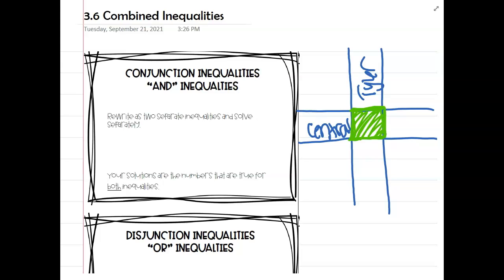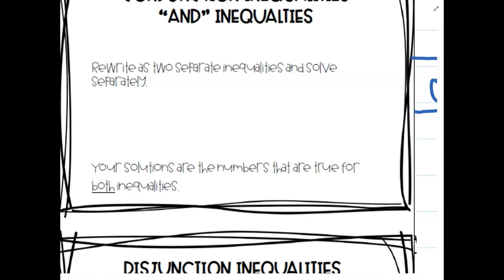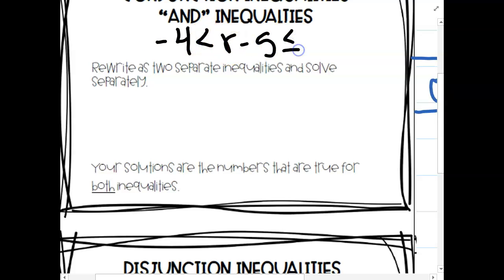Now, with an inequality, these are probably the more difficult of the two to solve just because they look different. Most of the time, you're not actually going to see the word and. Most of the time, these are going to look like this: negative 4 is less than r minus 5 is less than or equal to negative 1.